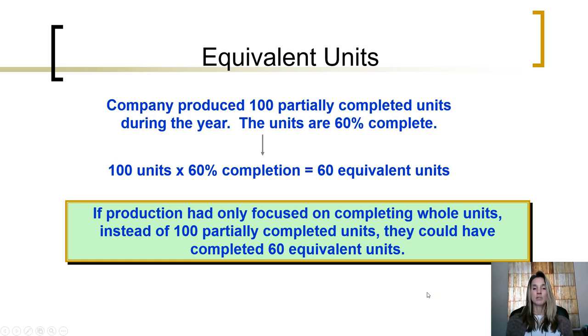If a company produced 100 partially completed units during the year, and those units are all 60% complete, we can take the number of units and multiply that by their percentage completion to get the number of equivalent units. So 100 units partially complete at 60% completion means we could have used all of our production efforts to make 60 equivalent units instead of 100 partially complete.